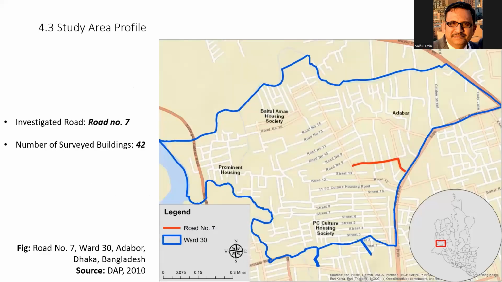Now, before selecting the primary road, I would like to share some key findings on why we have selected road number 7, because this is the most important road that connects the ring road from the right side to the left part of this study area.